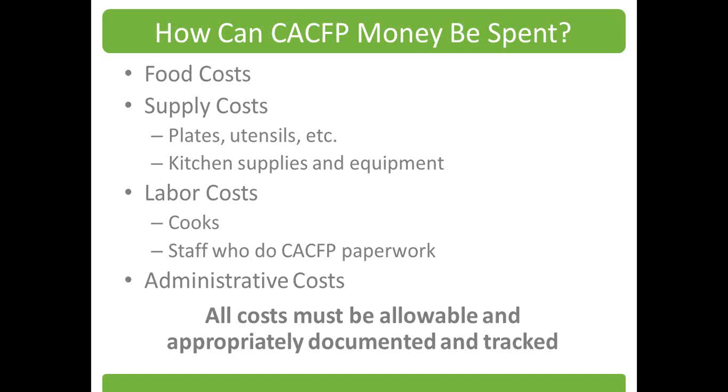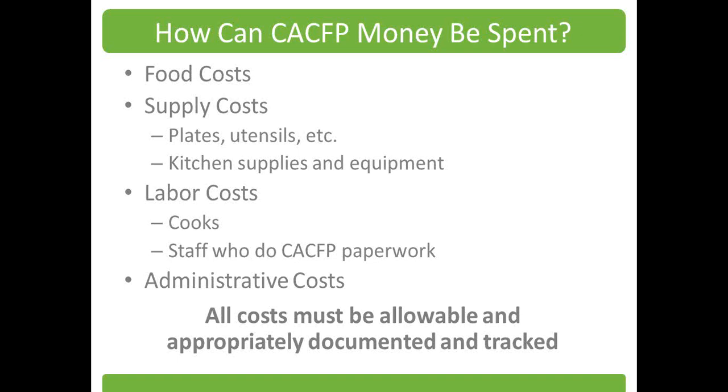You can also use CACFP money for supplies, like paper products and utensils for serving meals, and kitchen supplies and equipment. Labor costs are also an allowable use of CACFP money, although you can only pay for the portion of an employee's wages associated with meeting CACFP requirements. If you have a full-time cook, you could use CACFP funds to pay for as much of their wages as you can. If you have staff who work on CACFP paperwork, you might be able to pay for some of their wages depending on exactly how much time they spend on that CACFP work. You can also pay for some administrative costs like paper for printing records, but that is typically more difficult to document.